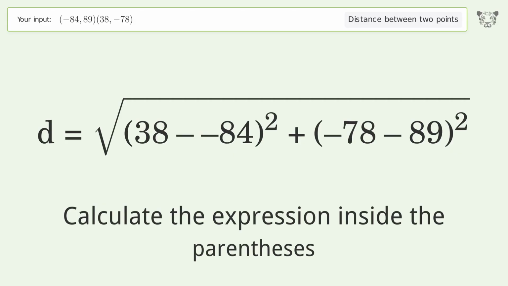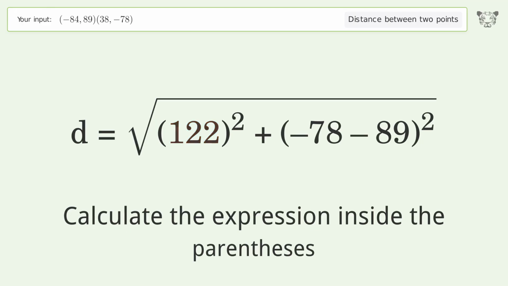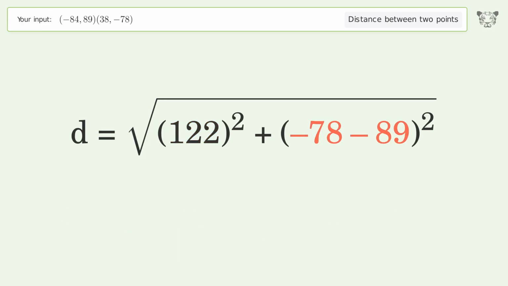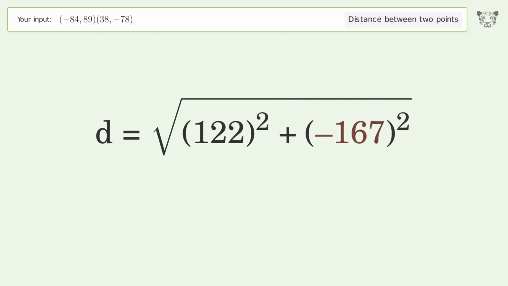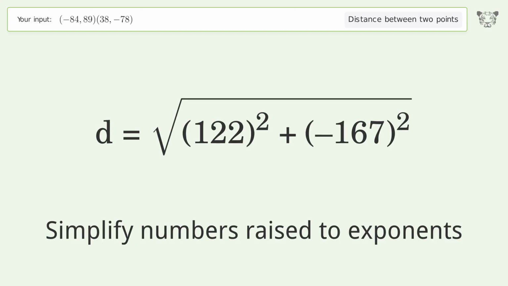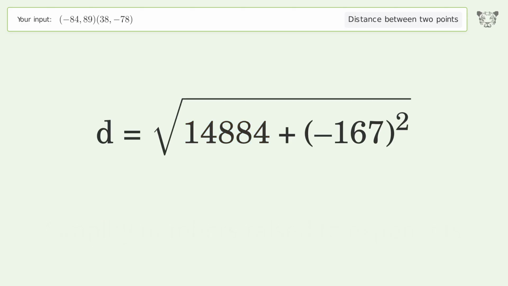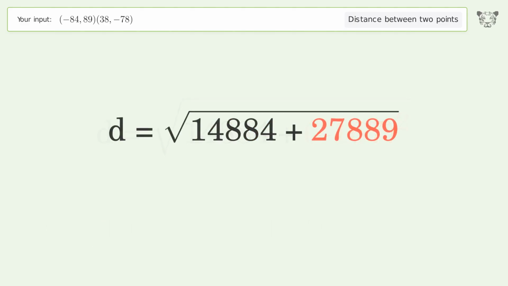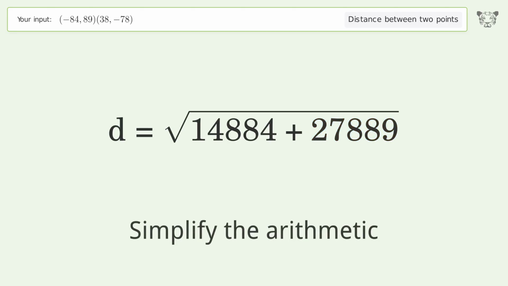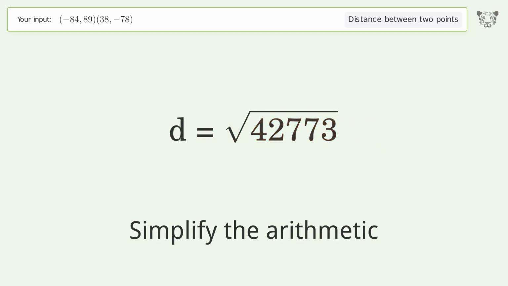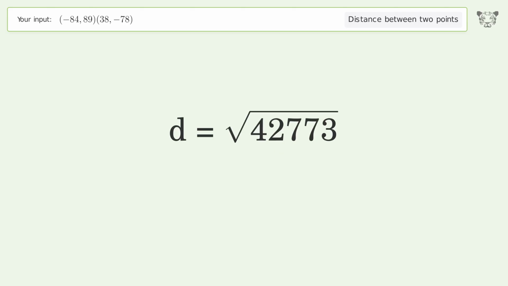Calculate the expression inside the parentheses. Simplify numbers raised to exponents. Simplify the arithmetic. And so the distance between the 2 points is the square root of 42,773 or 206.816.